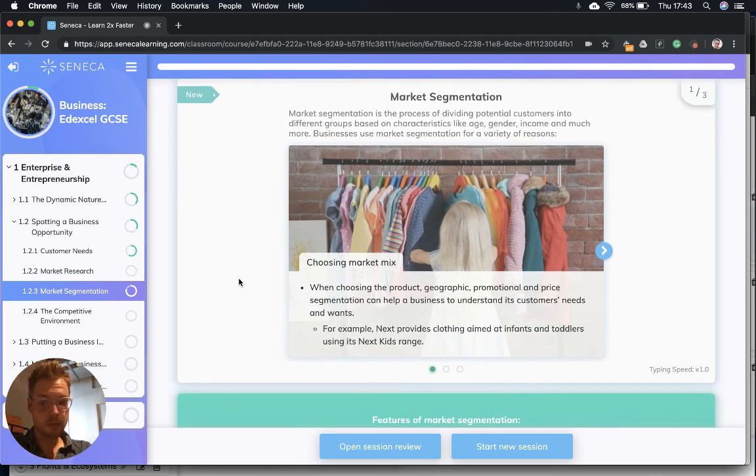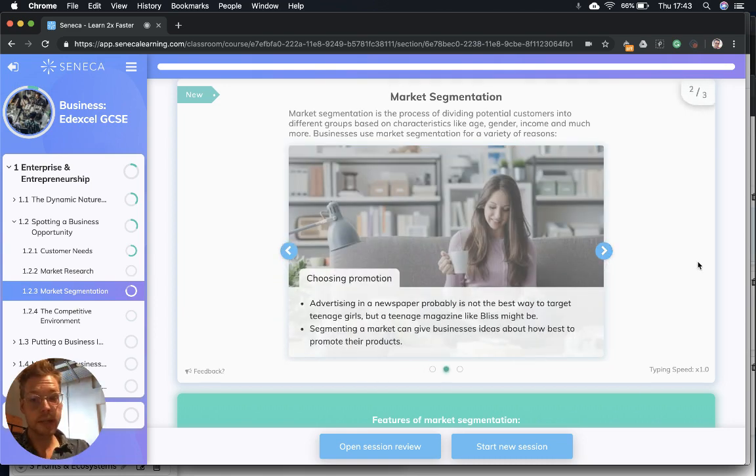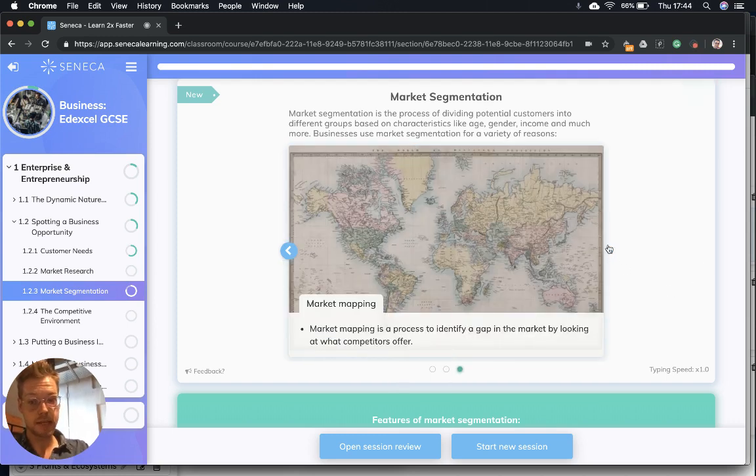Choosing a marketing mix. When choosing the product, geographic, promotional, and price, segmentation can help a business to understand its customers' needs and wants. So Next provides clothing aimed at infants and toddlers using its Next Kids range. Choosing promotion. Advertising in a newspaper probably is not the best way to target teenage girls, but a teenage magazine like Bliss might be. Segmenting a market can give business ideas about how to best promote their products.